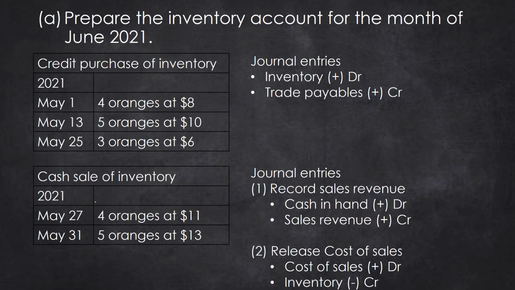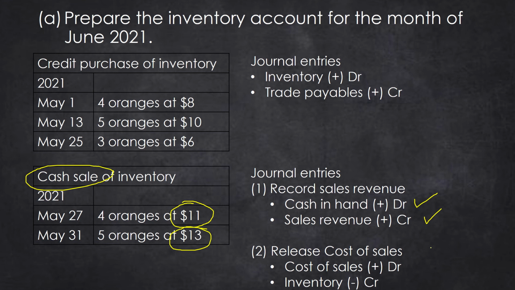So when I sell my inventory and I sell 4 inventory at $11 and 5 inventory at $13, what are the double entries affected? So the first thing I need to do when I sell my inventory, cash sale, I need to record sales revenue. So that would mean I need to increase my cash in hand because I receive cash. The other account affected is sales revenue. I earned an income, I earned sales revenue when I sold my oranges. So sales revenue increased by $11 for the first batch.